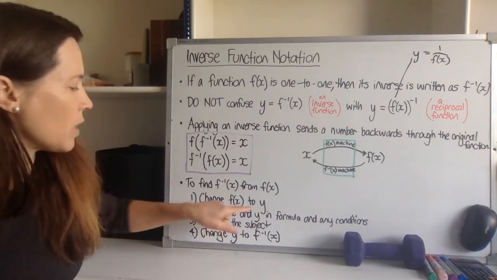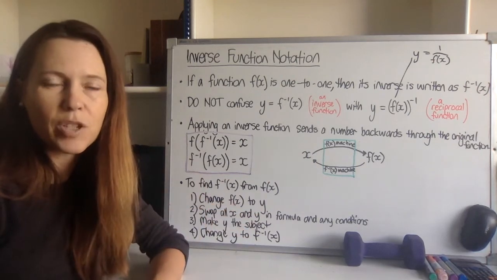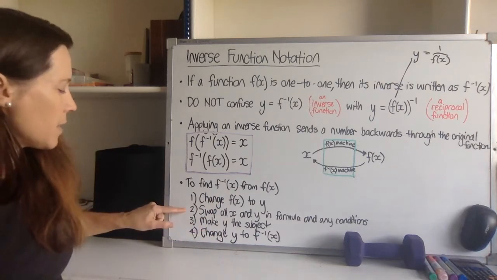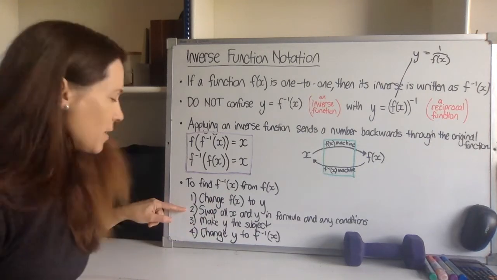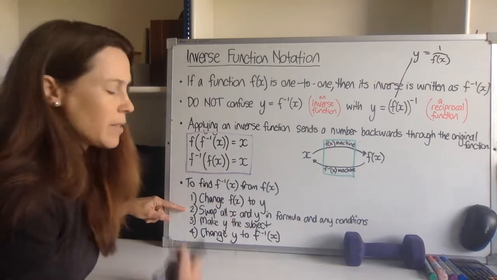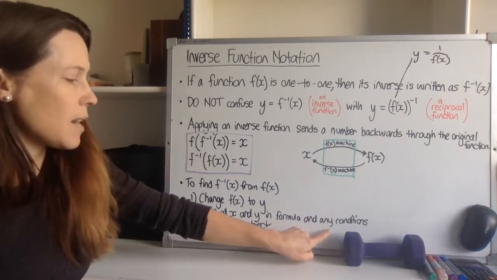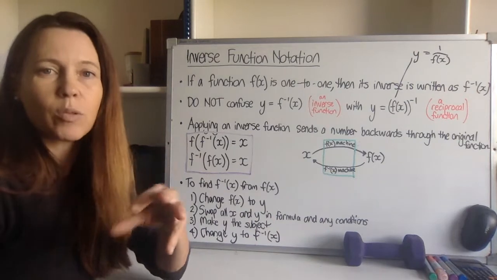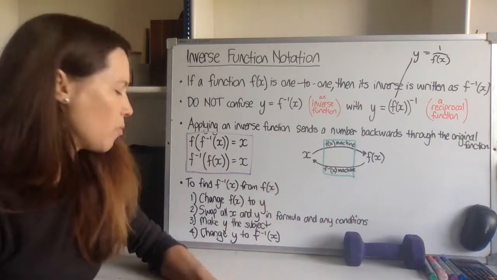So f of x really is y, and we're going to just change them, just to make it really simple. Then once you've got your x's and y's, the second step, which we've already seen how to do in the last lesson, is we just swap all the x's and the y's in the formula and in any conditions that you might have. Now it should read as x equals some stuff that's got a bunch of y's in it.